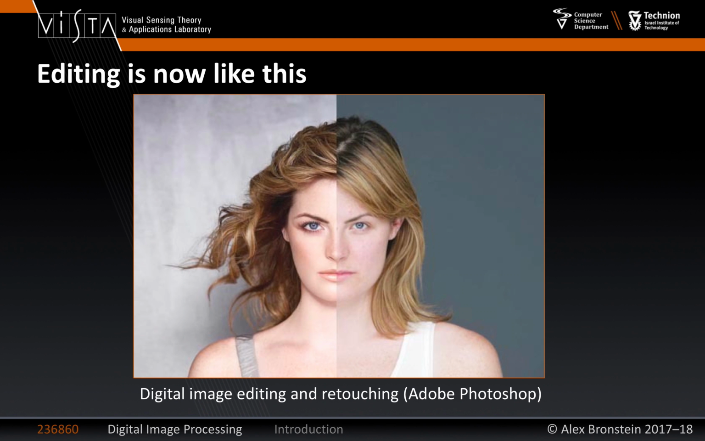And editing now looks like this. So once we went to digital technology, you can Photoshop an image. And today it is very difficult to distinguish between real images and edited images. It's quite difficult. The editing is so natural.